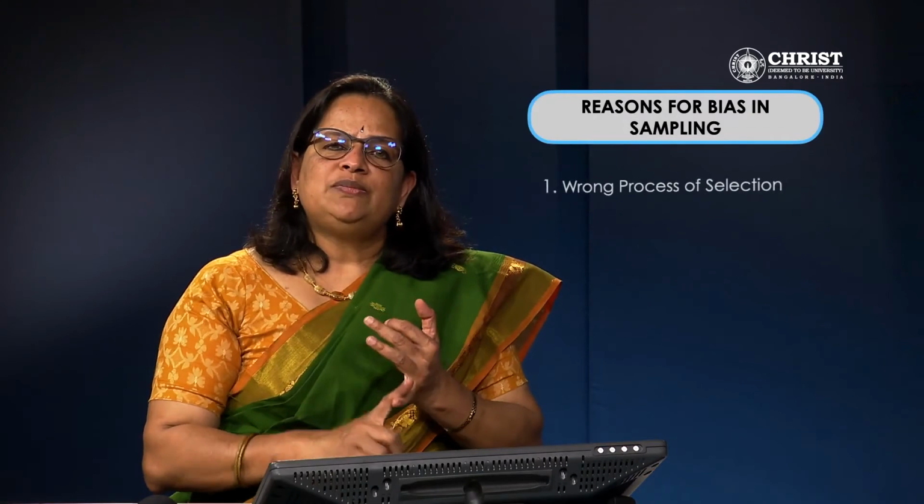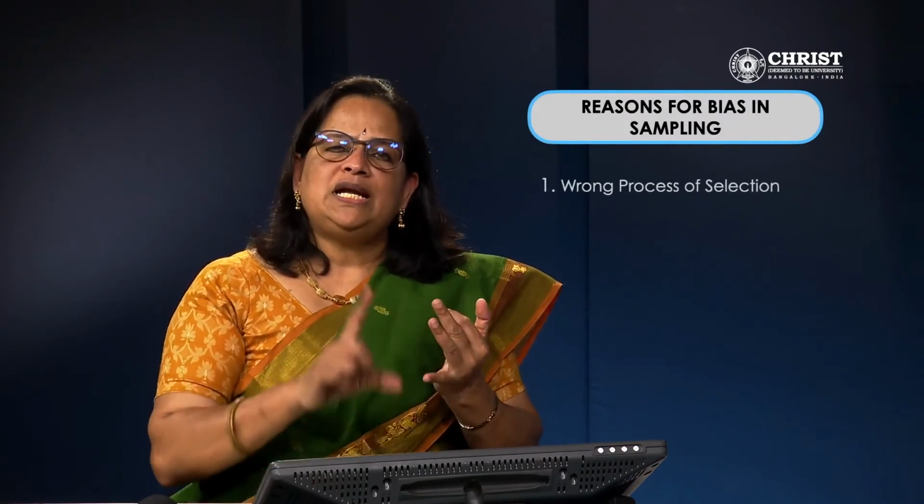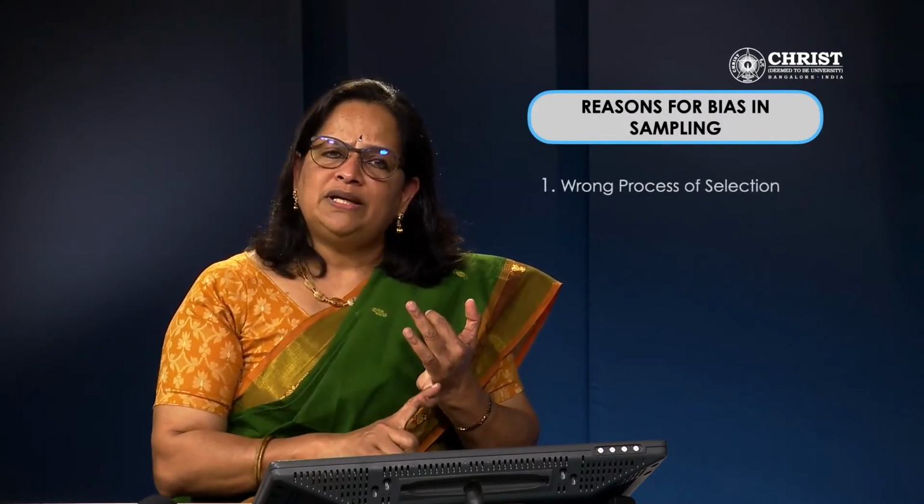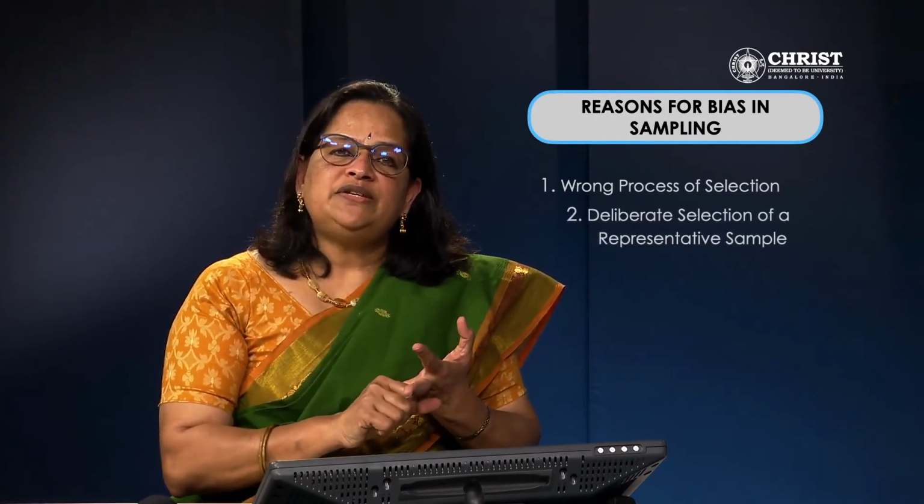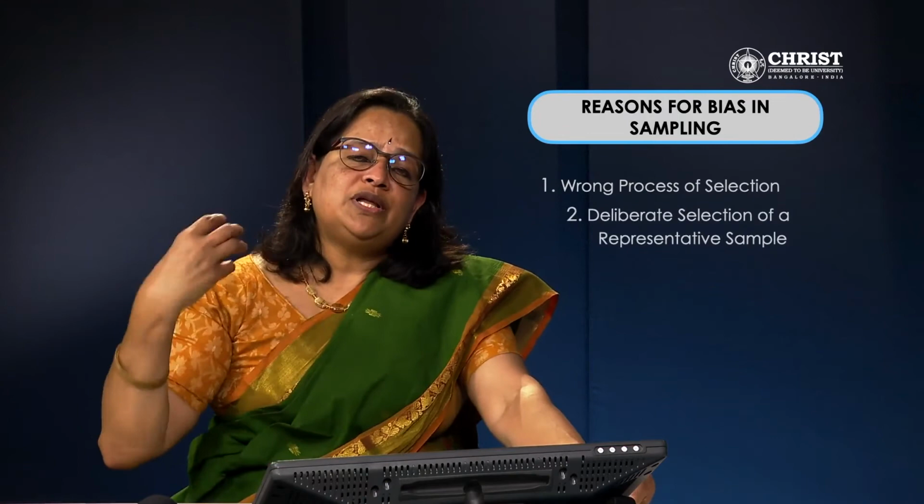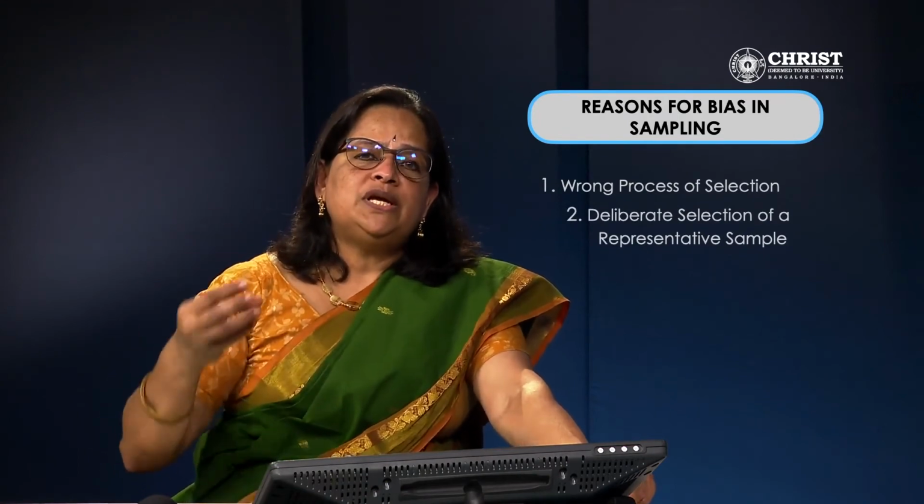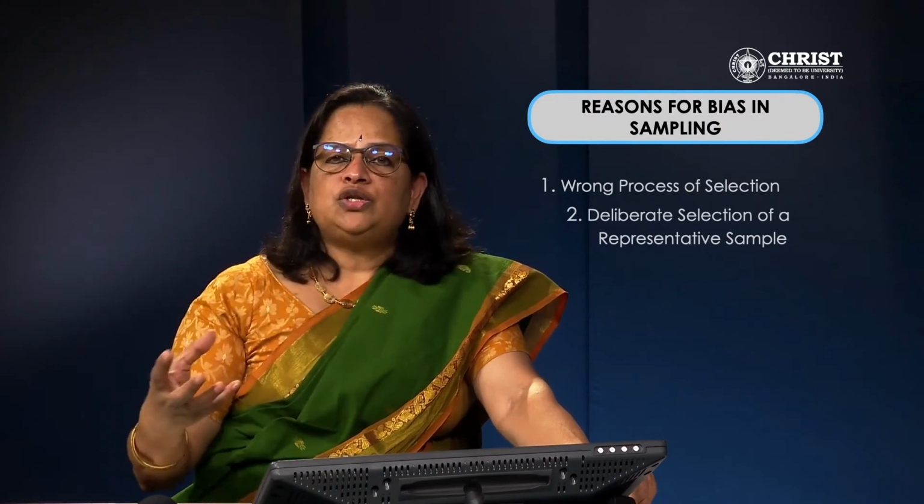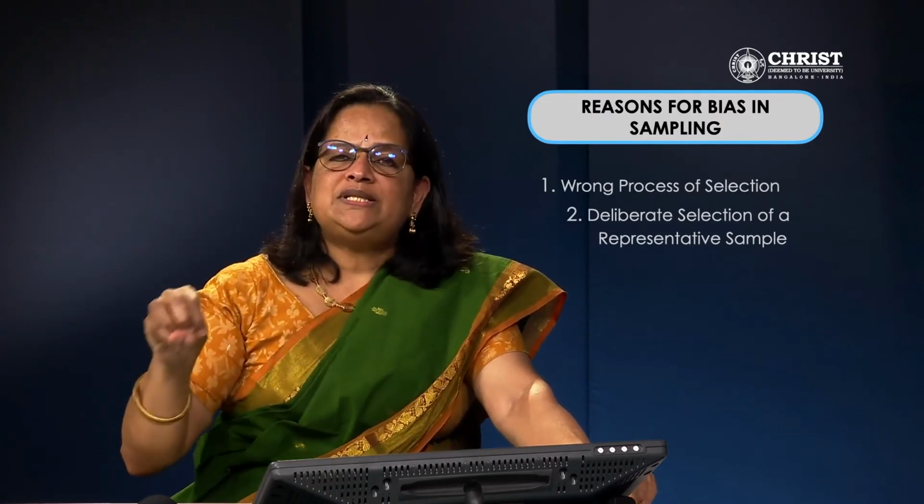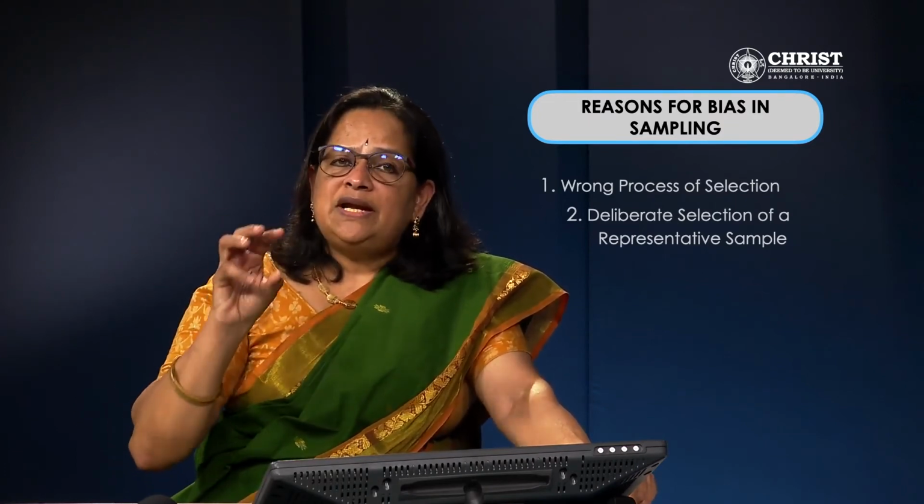Now, reasons for bias in sampling. So first one is wrong process of selection. If you are collecting the sample in a wrong method, then it will be a wrong result. Deliberate selection of a representative sample. See, I told you, if you are asking about the high spending students in a campus, you have your own judgment. These are students. Sometimes it may not be correct also. So you are using your own judgment in selecting the sample. So that is another bias.